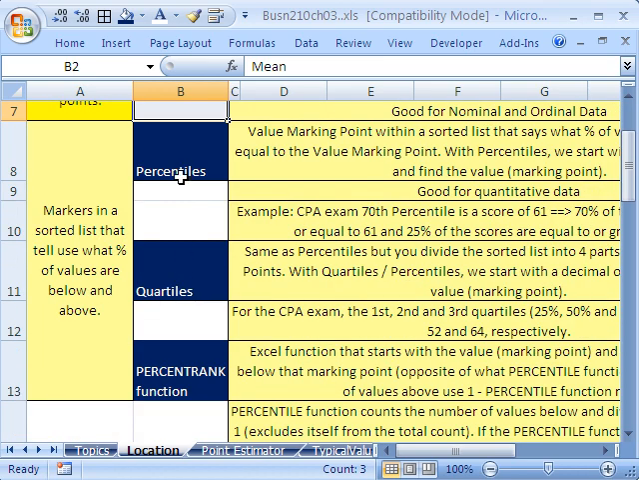And the other thing under location is percentiles, quartiles, and then the percentile rank function. These will be markers in a sorted list that tell us what percent of values are below and above. For example, we could say a score of 61 on the CPA exam, 75% of the values were below that and 25% above. Percentile, quartiles, and percentile rank.